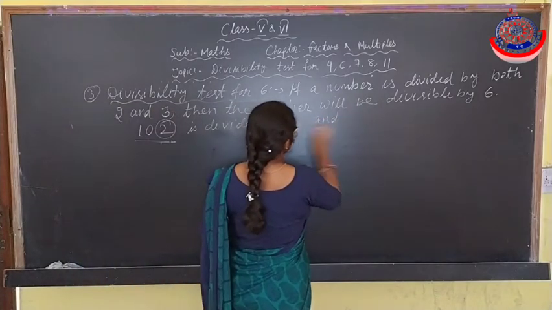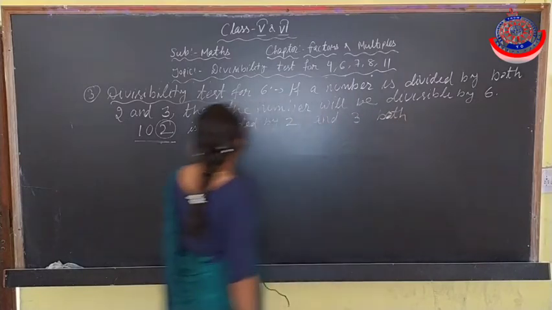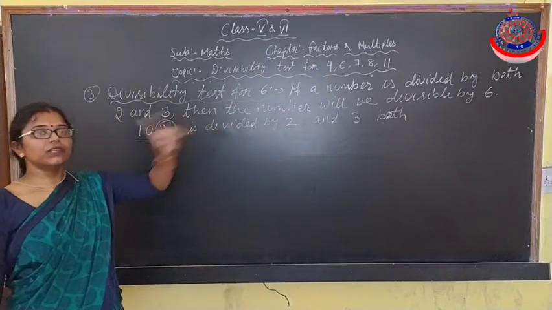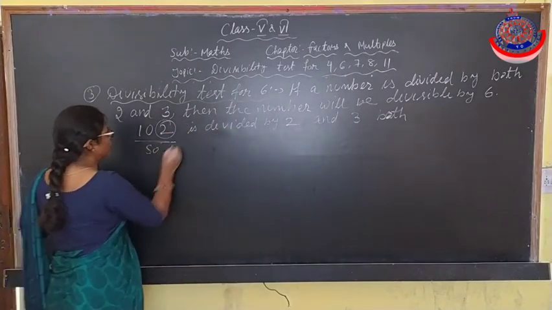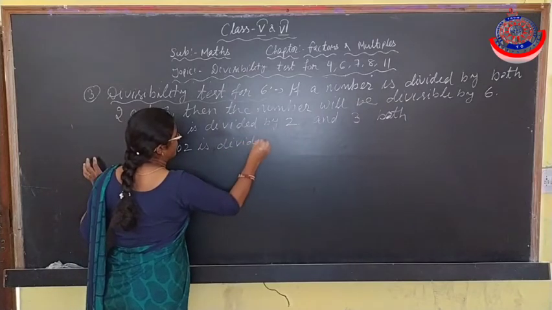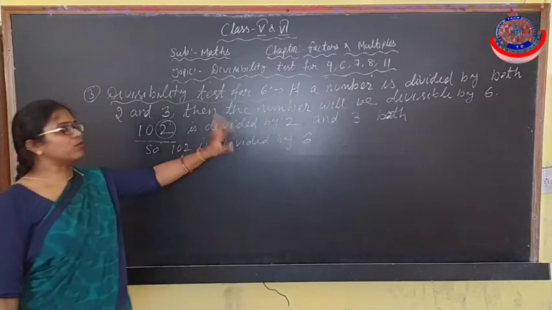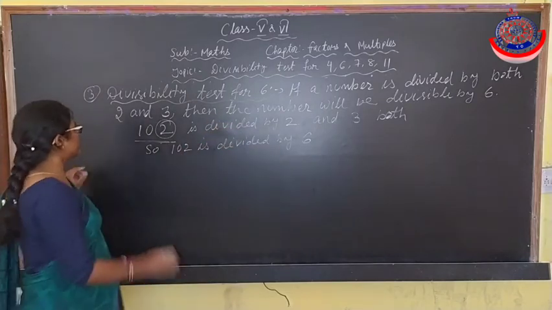This number is divisible by 2 and 3 both. So 102 is divisible by 6 because it is divisible by both 2 and 3. Now another number we will try.